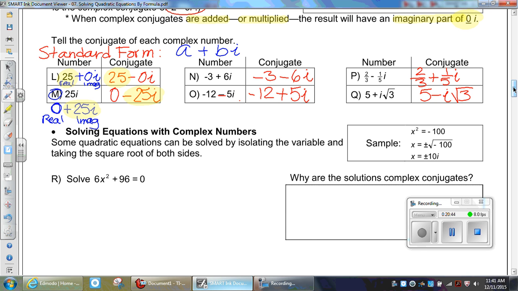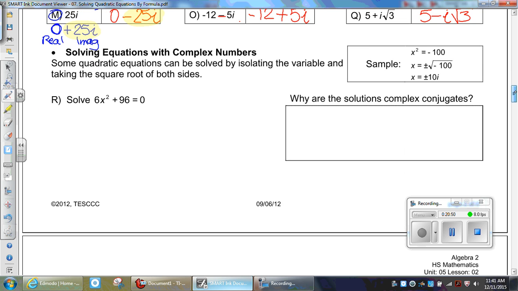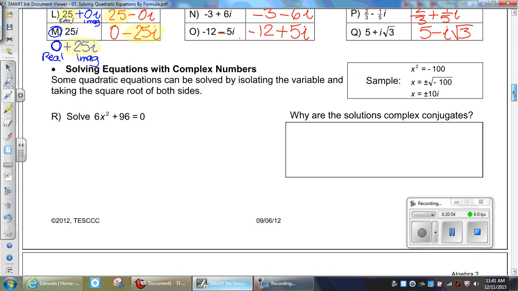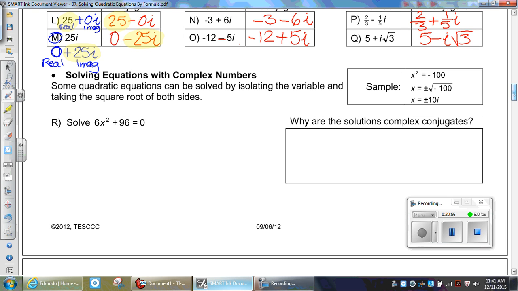Very good. Okay, so now we're getting to the complex solving equations that will have solutions that will be imaginary. And so let's work with this one here. So some quadratics can be solved by isolating the variable. That means leaving the variable by itself, right? And so to do that, we might have to take the square root on both sides.